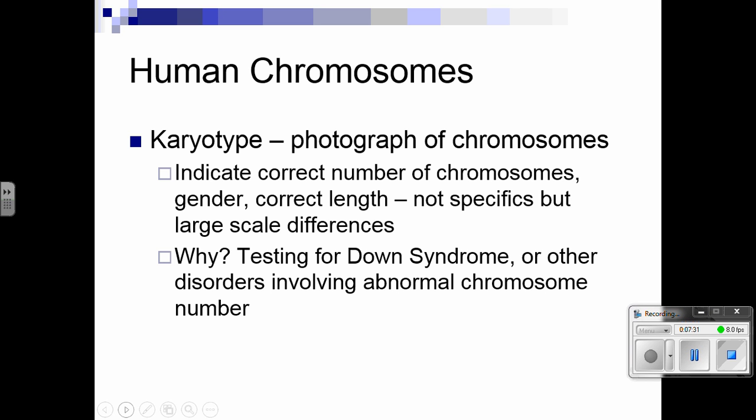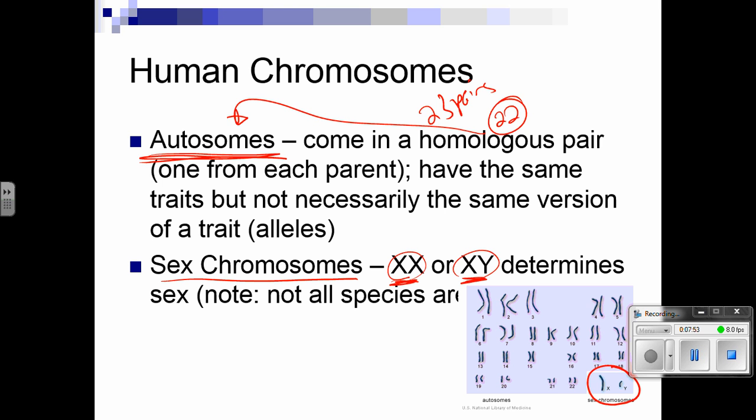A karyotype is a photograph of chromosomes. It indicates the correct number of chromosomes, gender, and correct length, not specifics, but large-scale differences. So karyotyping can be done, for example, to look for Down syndrome, because Down syndrome is a trisomy 21, which means the 21st pair of chromosomes, there are 3 of them instead of 2. So I'll go back to this diagram real quick. So 21st pair right here. So Down syndrome would be having 3 of those instead of 2.